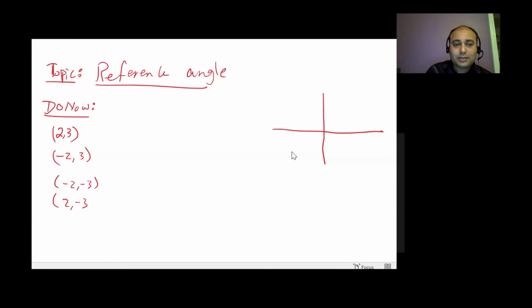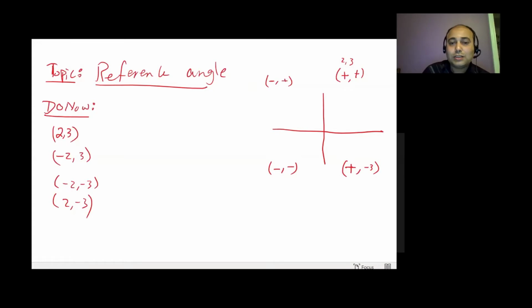2 and 3, because this one is positive and positive, we're going to leave it here in the first quadrant. The -2 and 3, because the x-axis is negative, we're going to be in the second quadrant here. This is negative and positive. The third one, because negative and negative, it is going to be in the third quadrant right here. And the fourth one, +2 and -3, it is going to be in the fourth quadrant.